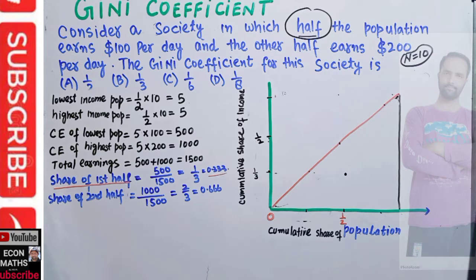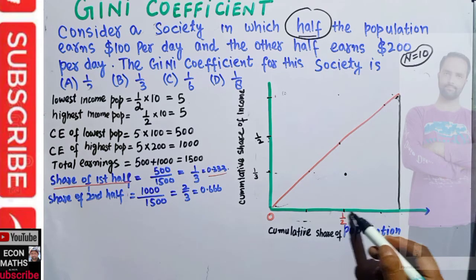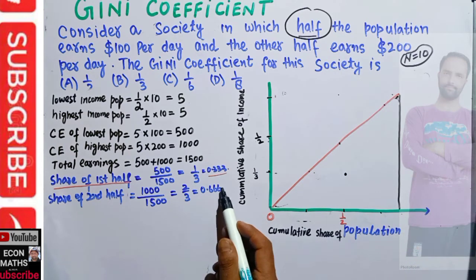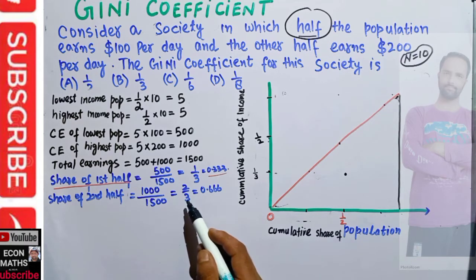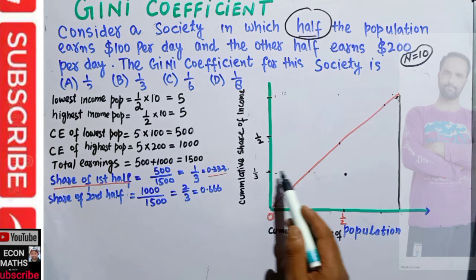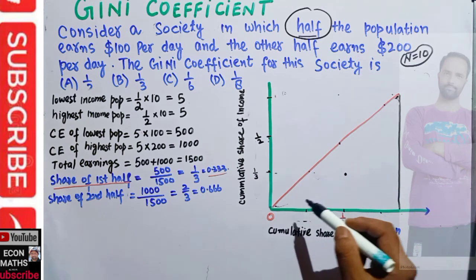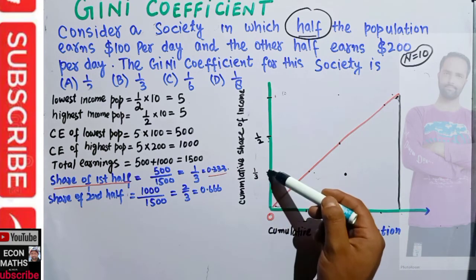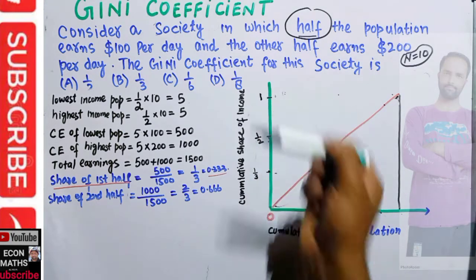And we are also told that the share of the second half of the population in total income is 66.6%, which is 2/3. That means the rest half of the population owns 66.6% of total wealth in this society, which is 2 upon 3. So if it is 1 upon 3 up to this, in total it is 1, which is 100%.